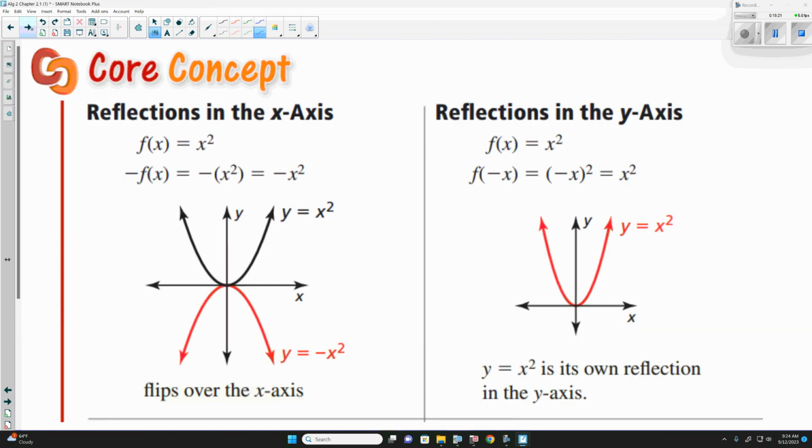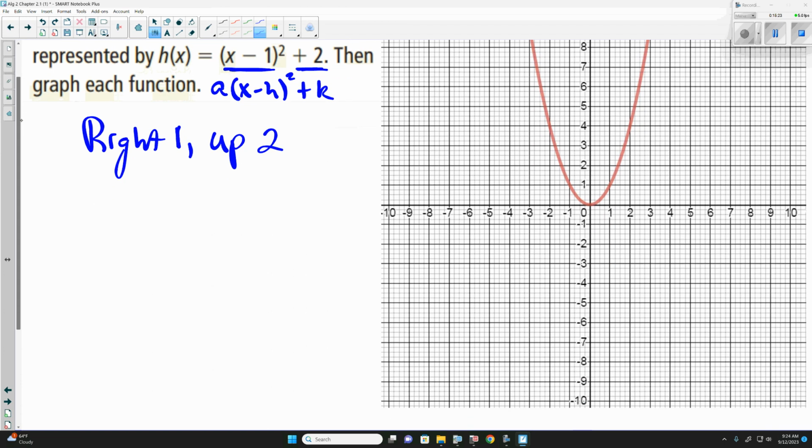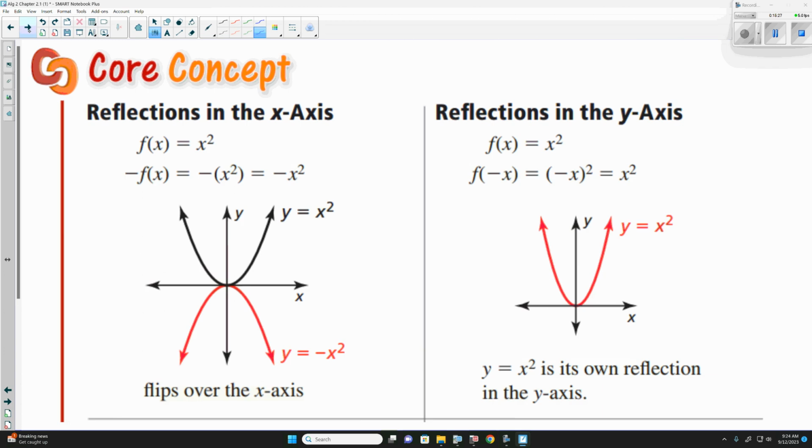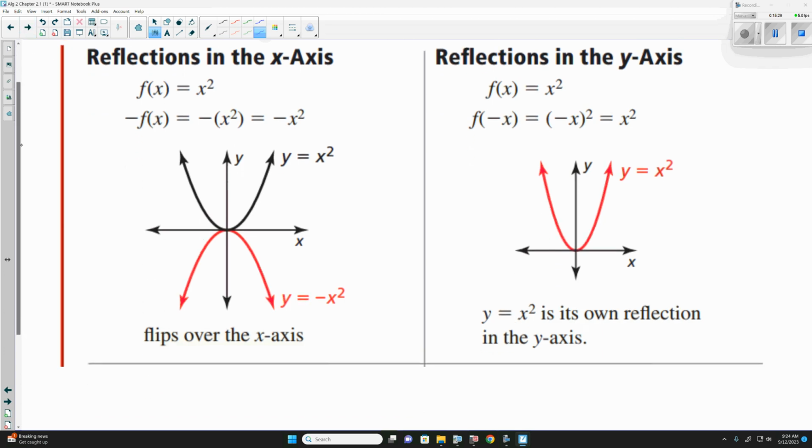Does it matter if we write the up and down or the left and right first? It does not. When we start talking about reflections and stretches and shrinks, it's most likely better to do those last and the horizontal and vertical shifts, up, down, left, right, first. Name them first, then stretch and shrink and reflections.